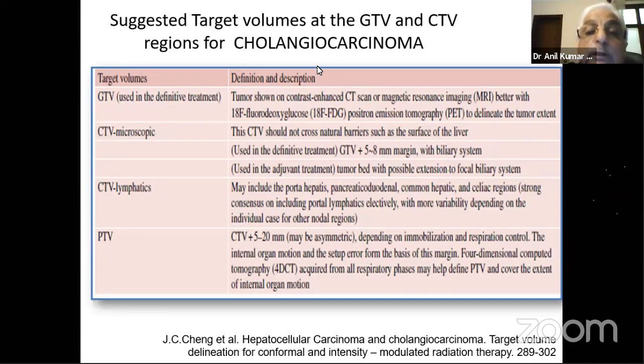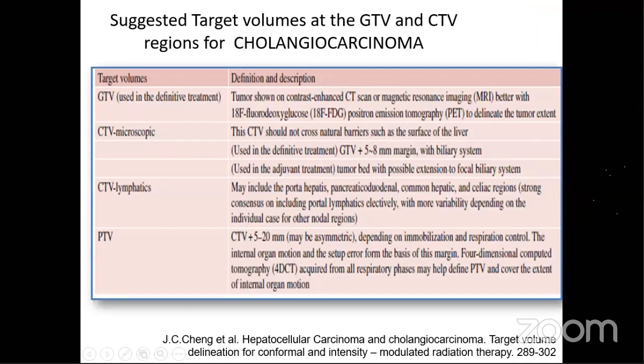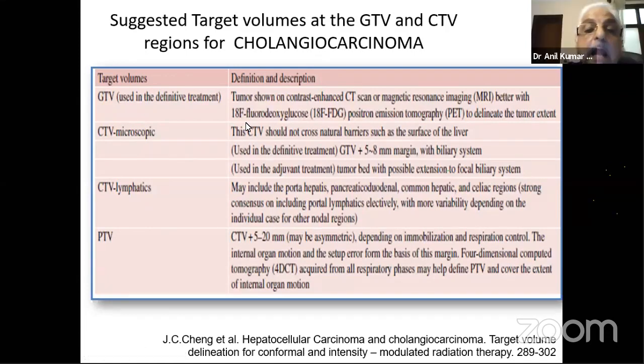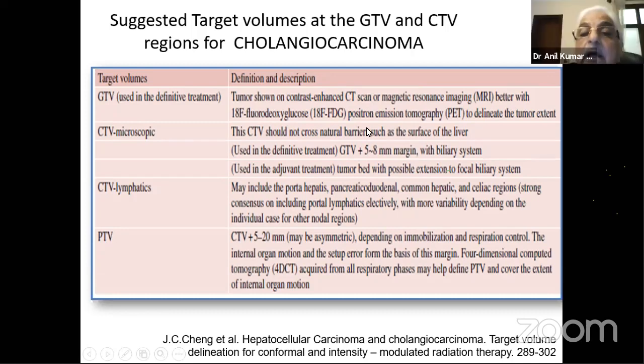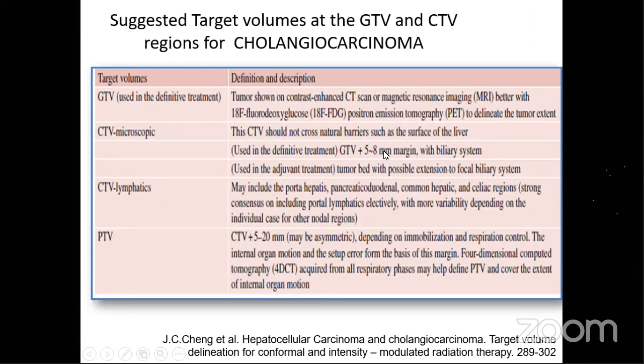So then also you make this GTV, and you say this is a presumptive GTV, or the GTV where the GTV existed. Then CTV microscopy, usually a margin of 5 to 8 millimeter. We usually take an 8 millimeter margin around this GTV or post-operative tumor bed, and we make a GTV plus 8 millimeter margin with the biliary system.